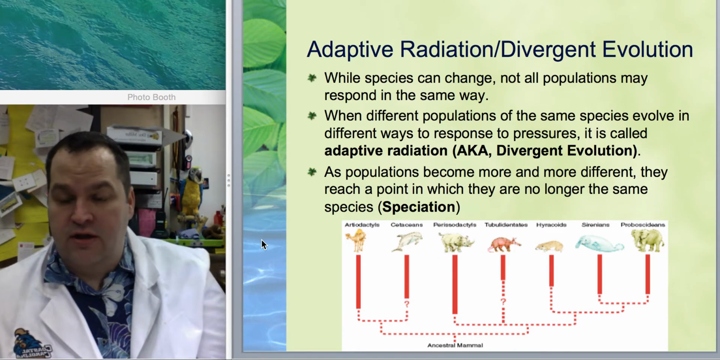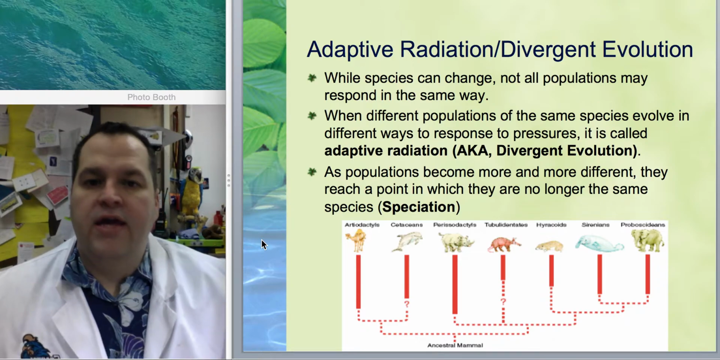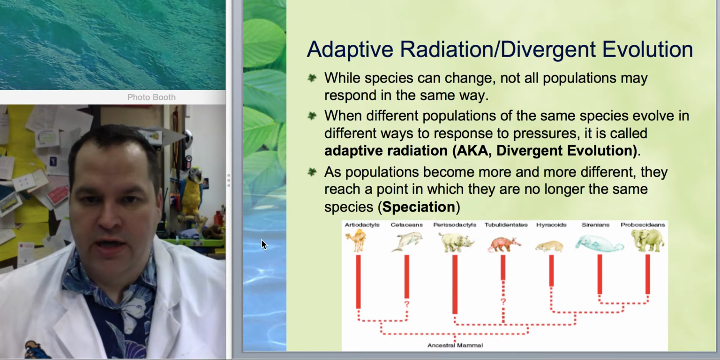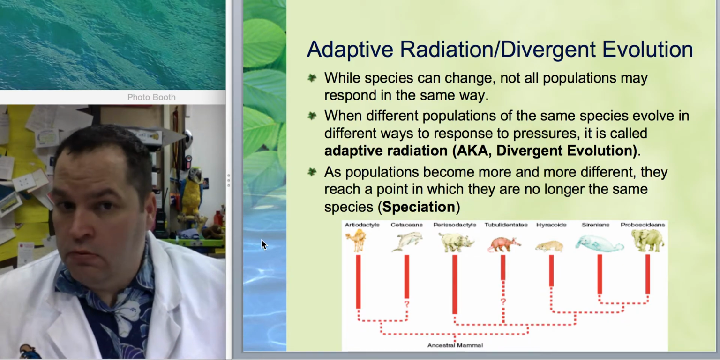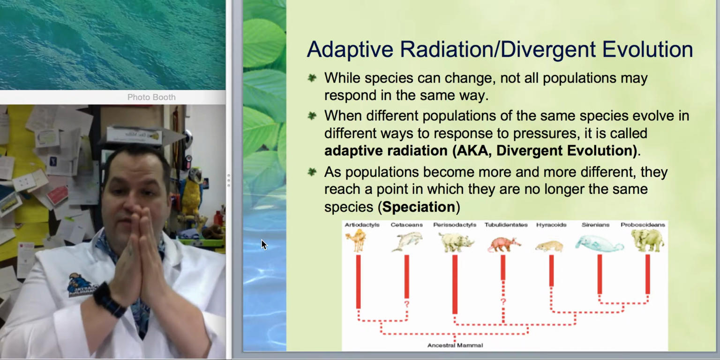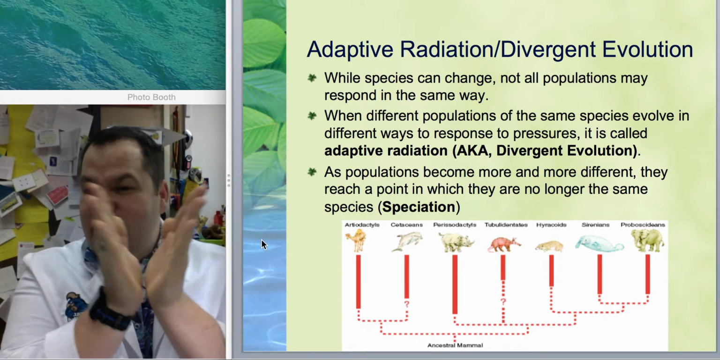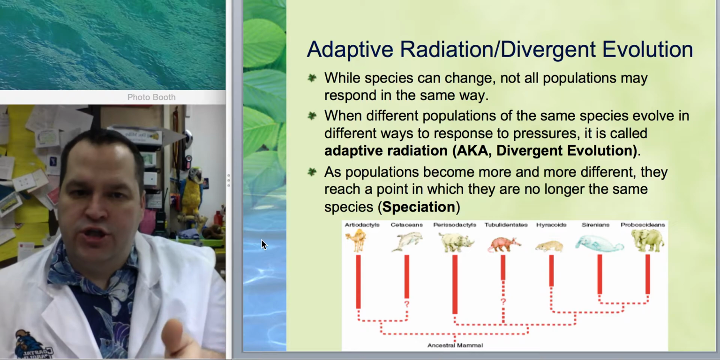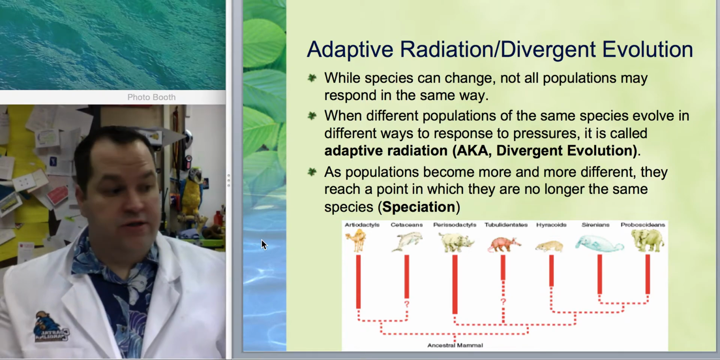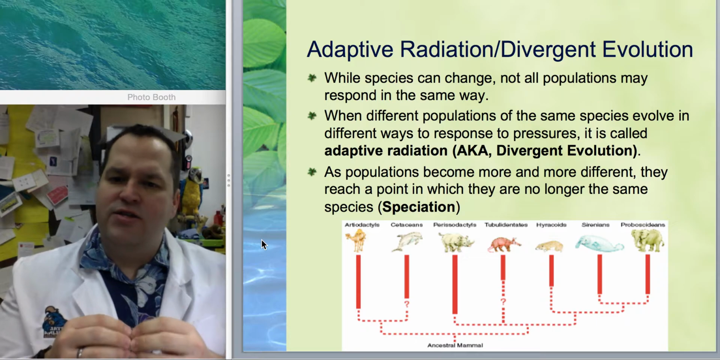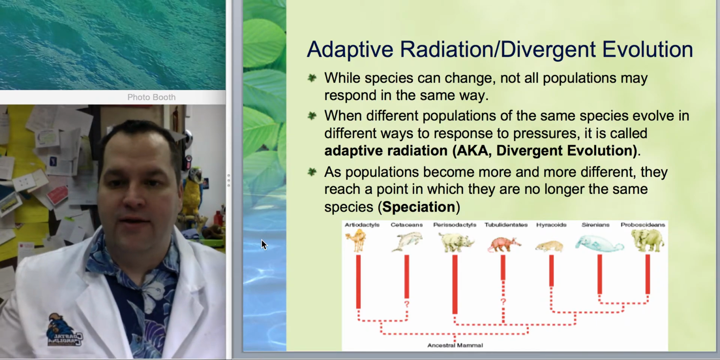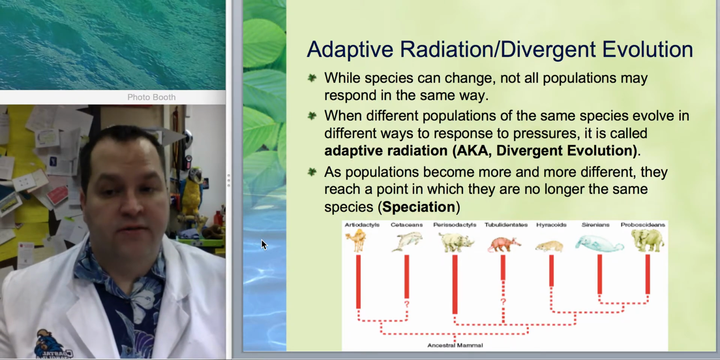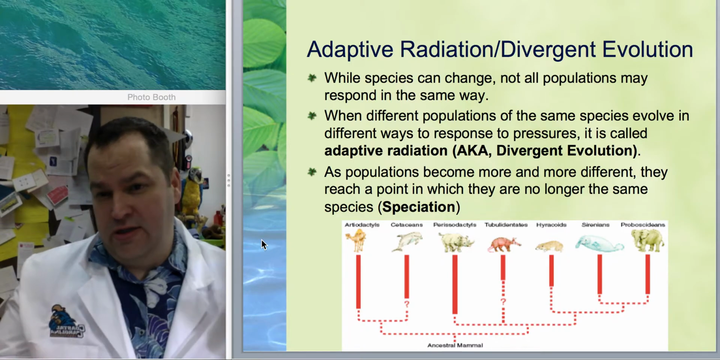So when different populations of the same species evolve in different ways in response to either different pressures or different conditions, it's called adaptive radiation or divergent evolution. In other words, this same species splits into 2. Divergent, they diverge, right? As populations become more and more different, as those differences start to accumulate, they get to the point where they're so different that they can no longer mate. And if that happens, you have what's called speciation. All right, speciation is how new species are formed.